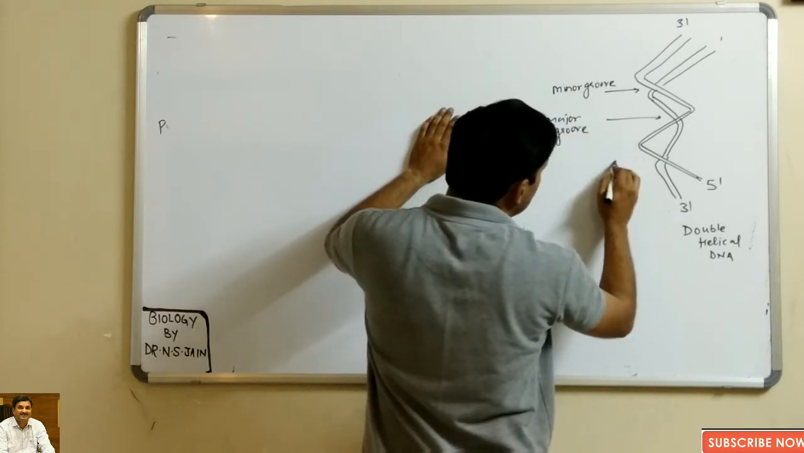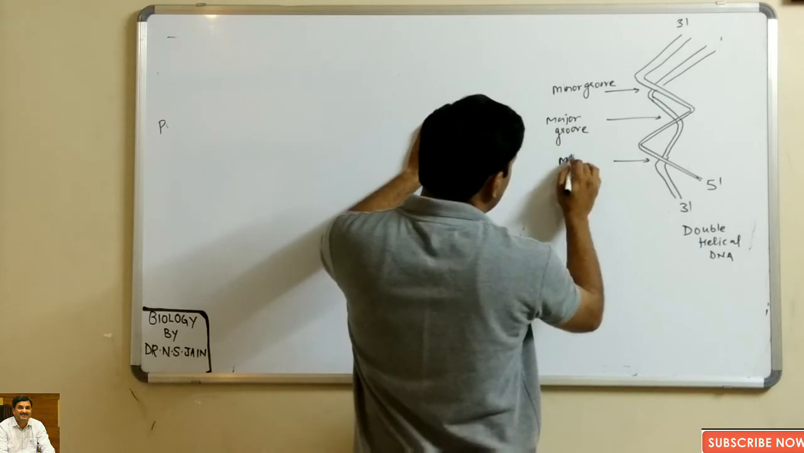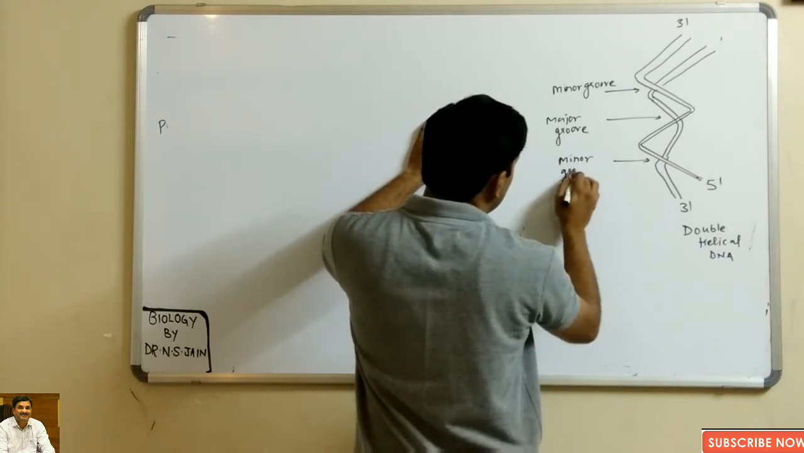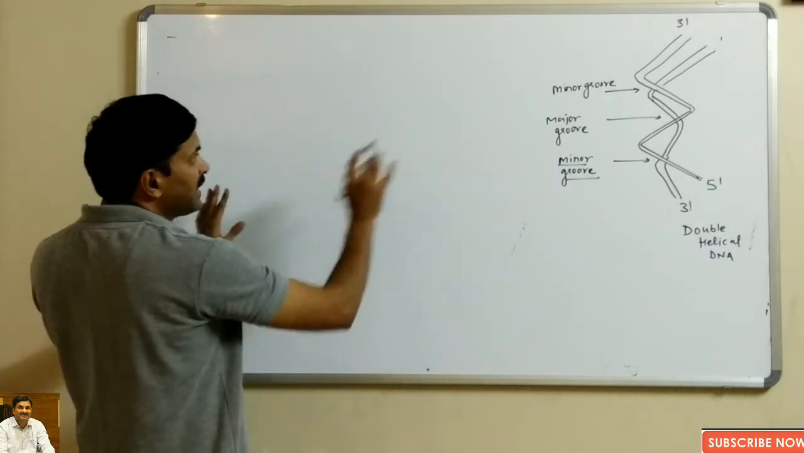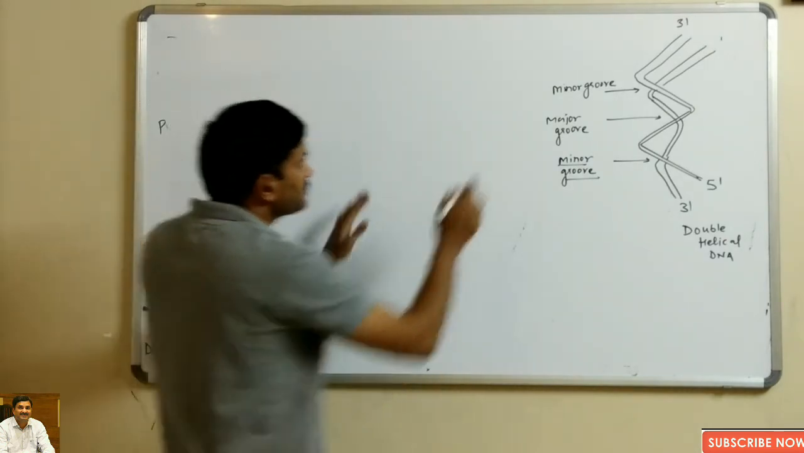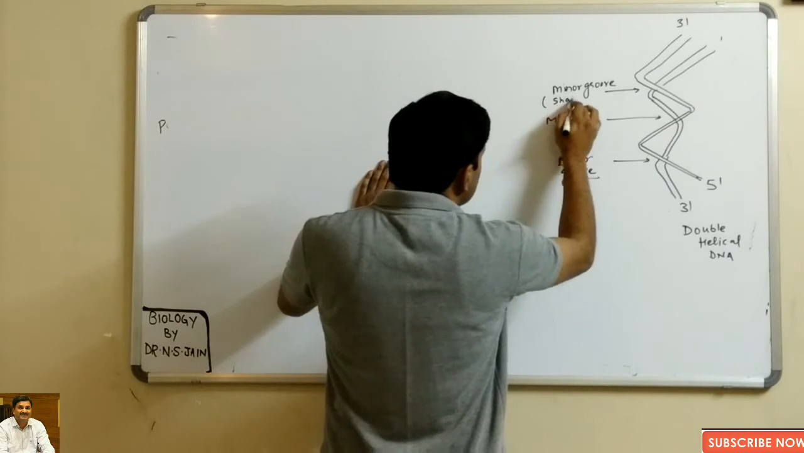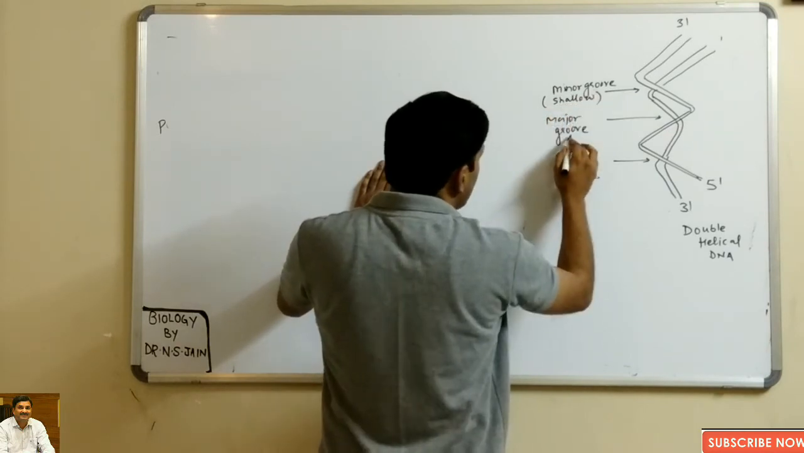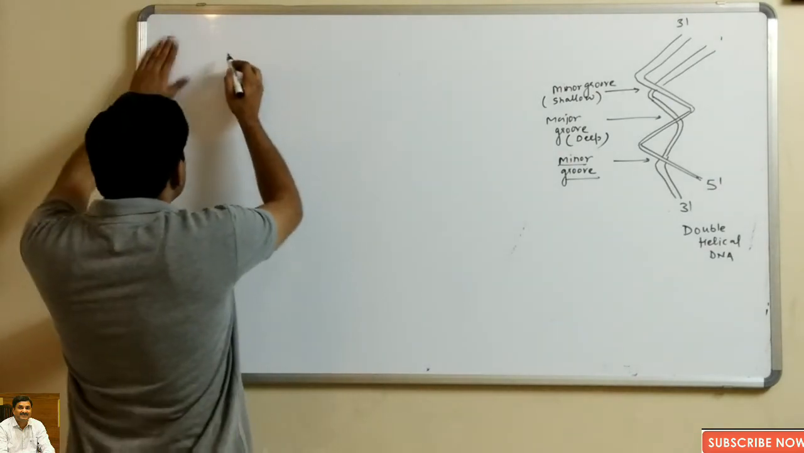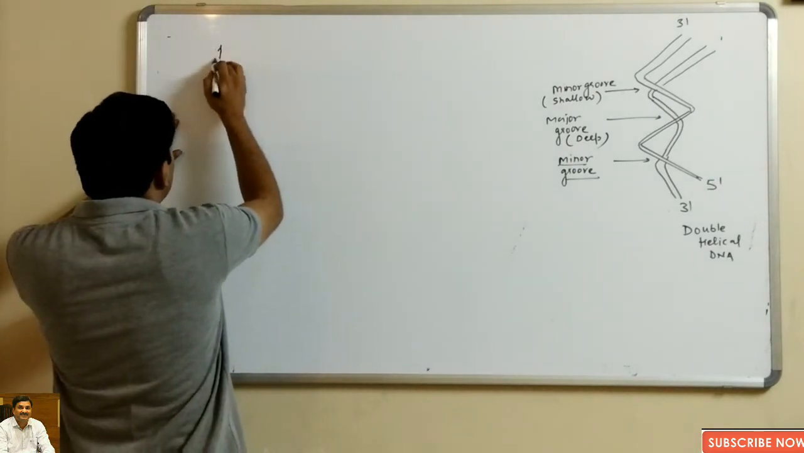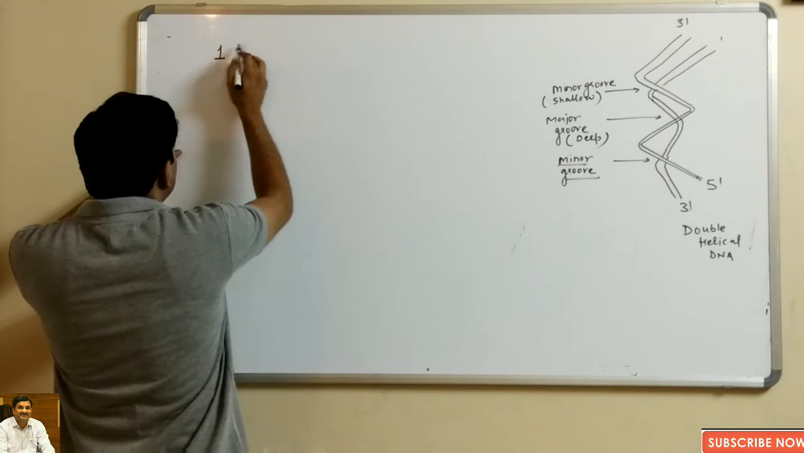And again, this is called as what? Minor groove. So you must remember that there are two grooves, minor and major. Minor grooves are shallow, they are not so deep, while the major groove is very deep. Now you must remember the length of one helical turn.